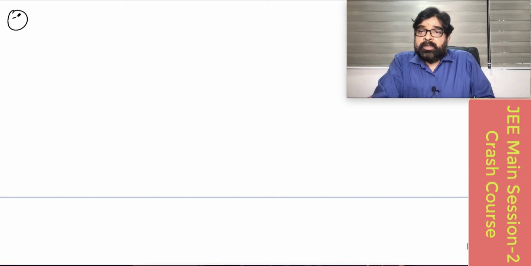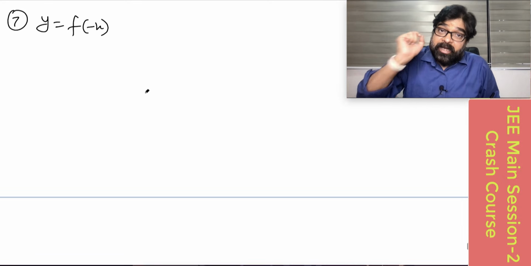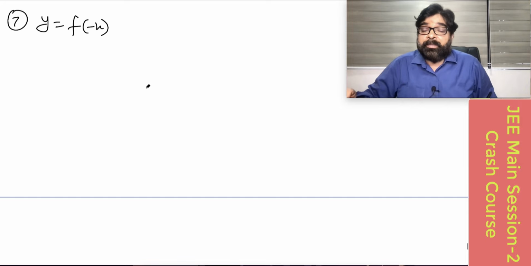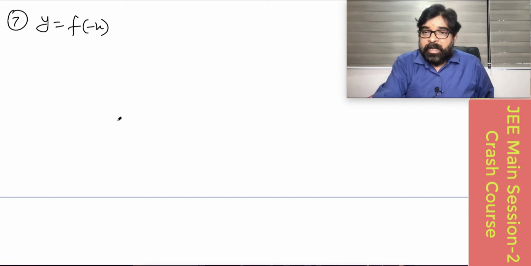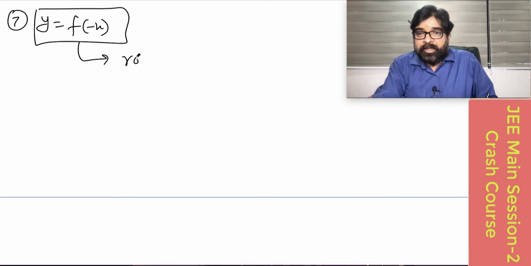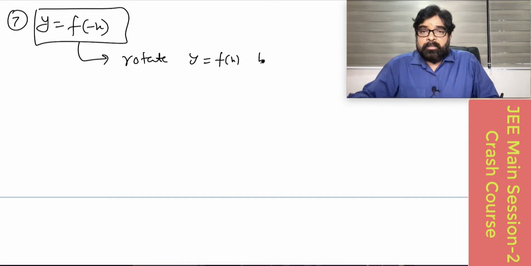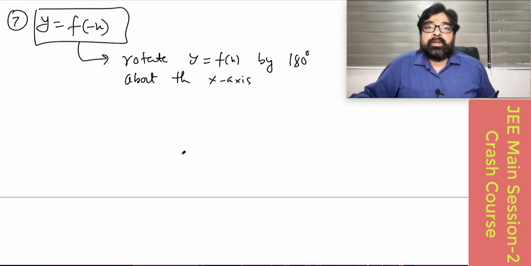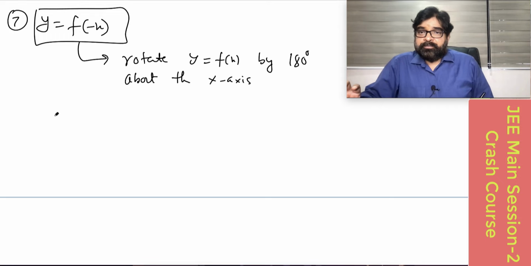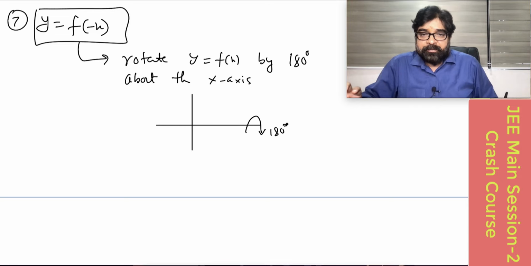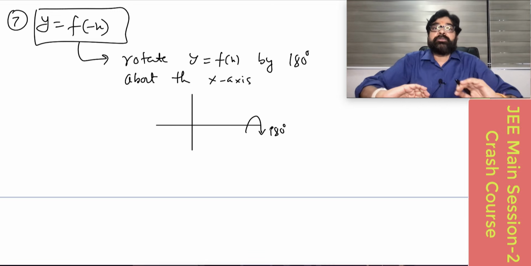Next. Seventh one, y equal to f of minus x. Whenever minus sign is coming in front of variable, same logic you have to apply, but slightly different. Rotate y equal to fx by 180 degree about the x-axis. Clear? For example, this way. First you have to draw y equal to fx and then rotate it by 180 degree. Means whatever downside portion will go up and whatever upside portion will come down.